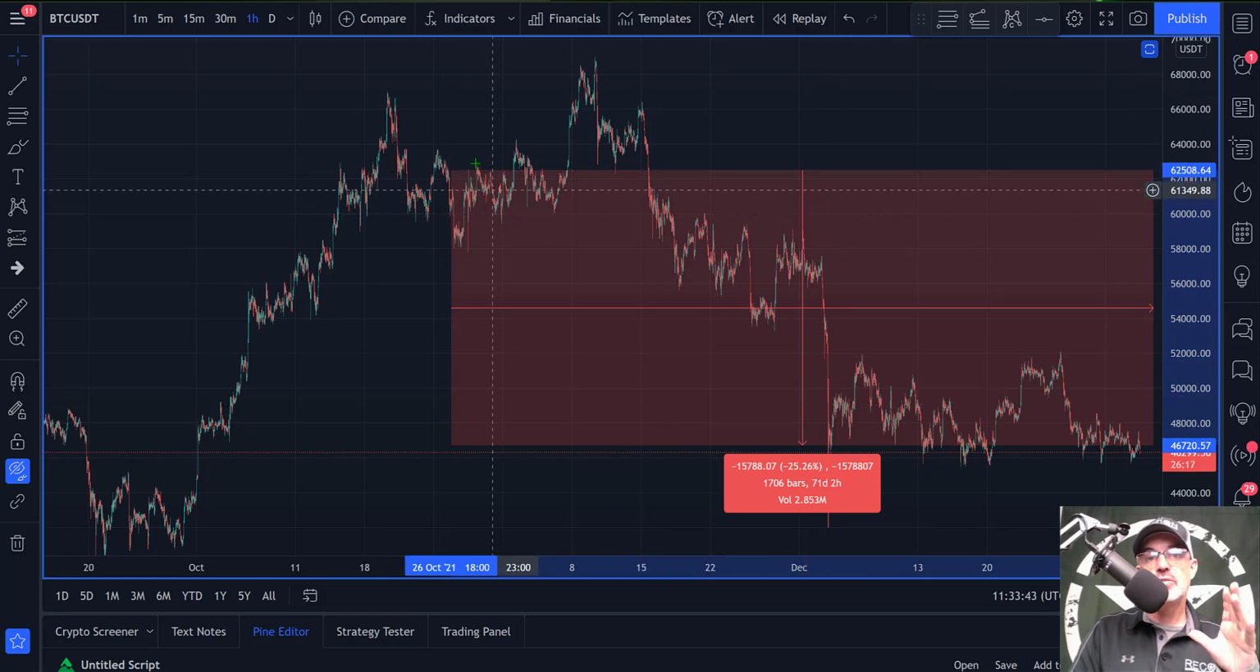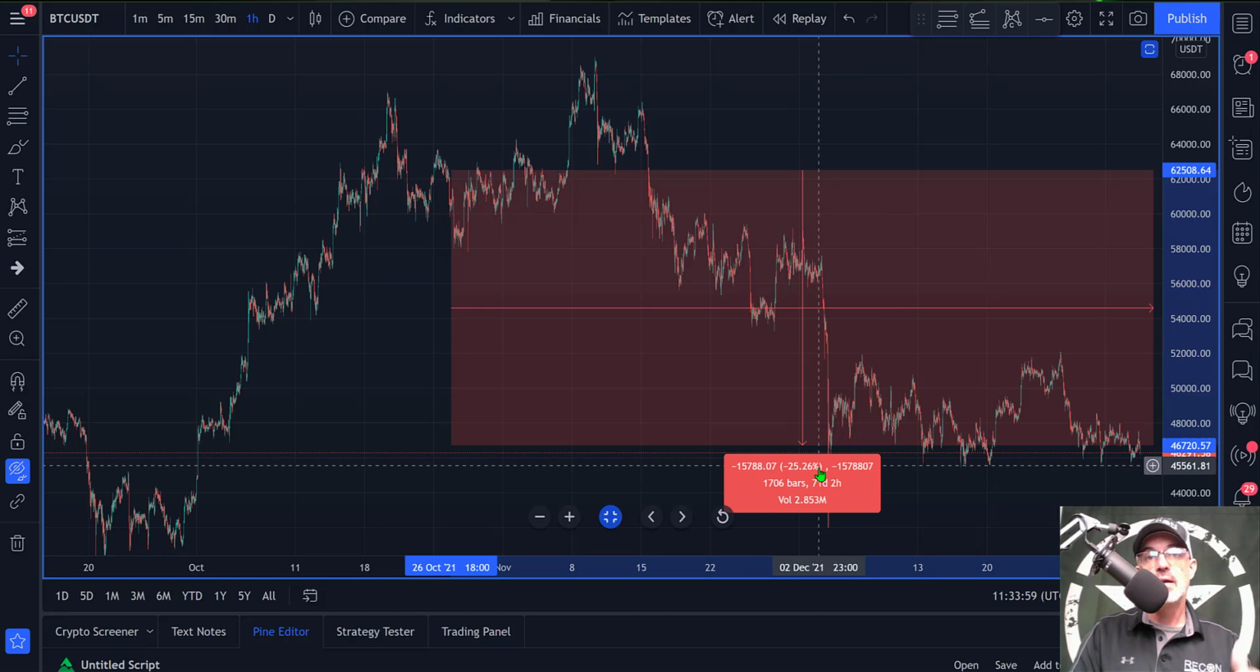And so had I just bought and held instead of deploying these grid bots, I would have bought in at 62.5, and right now I would have an unrealized loss unless I decided to sell, but a loss nonetheless of 25%. And so you buy and hold trolls might want to pay attention, because I can tell you right now, both of these bots outperform the buy and hold strategy.